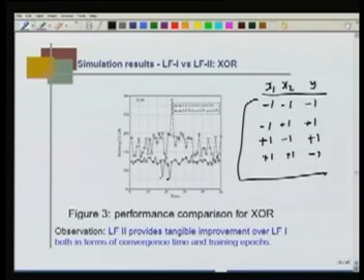So, the observation is that LF2 provides tangible improvement over LF1, both in terms of convergence time and training epochs, and most important, it is invariant to initial condition. You have to recognize that training a neural network means you start from a new initial condition. Each initial condition will lead to a different convergence time. If that is the case, then the algorithm is not a good one. So, can I say that I have an algorithm that ensures that whatever my initial weight vector may be, my convergence time is independent of that? That is important.